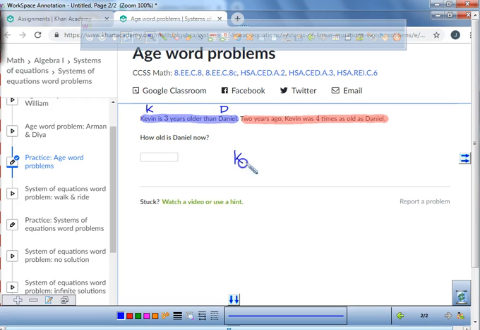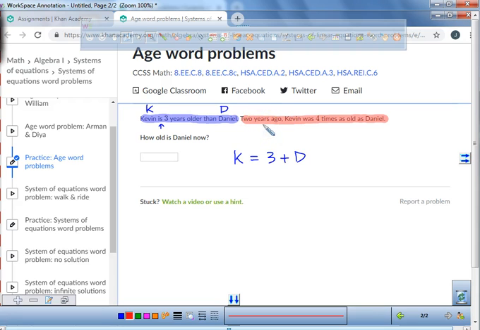Okay? So it says Kevin is 3 years older than Daniel. So here's my first equation. Kevin is. By the way, every time you see is right here, what am I translating that to? An equal sign. There we go. So Kevin is 3 years older than Daniel. Now, let's think about this. 2 years ago.